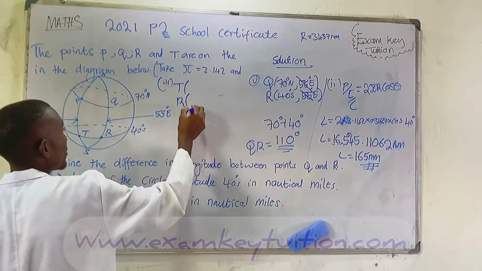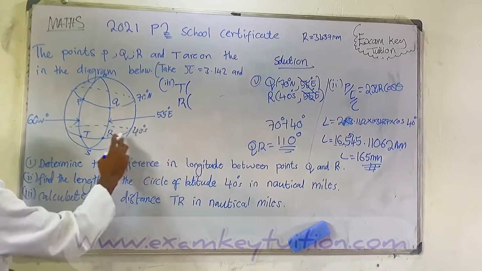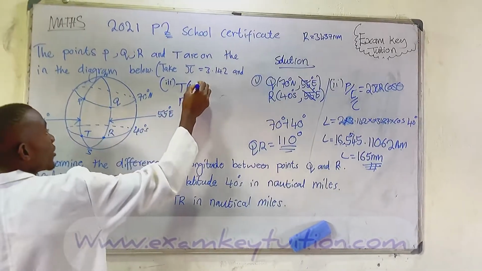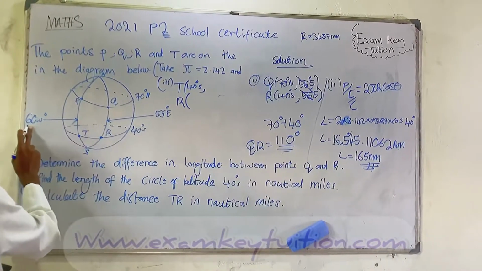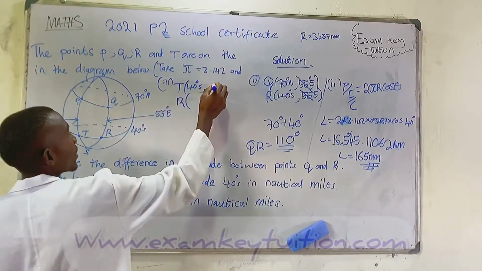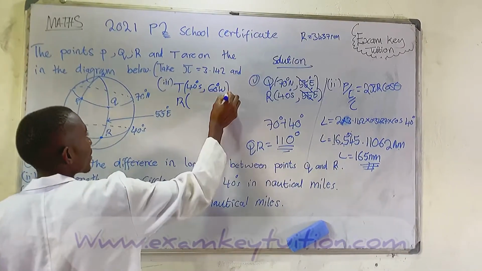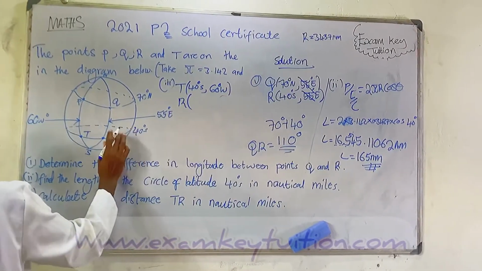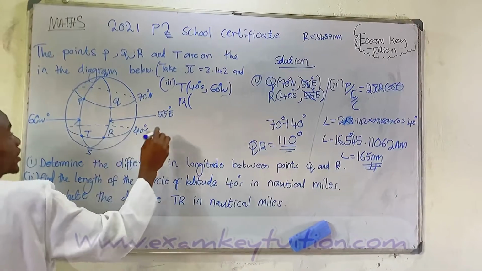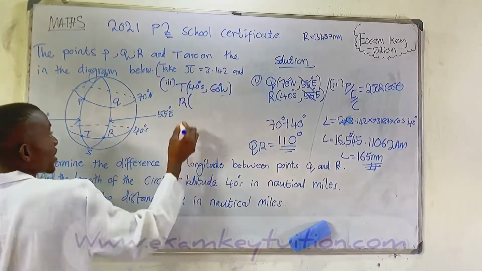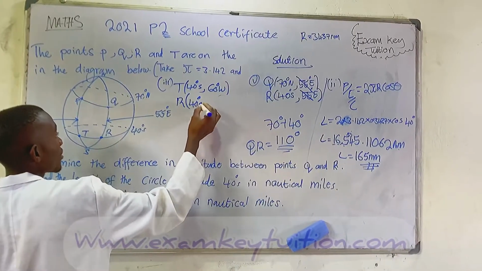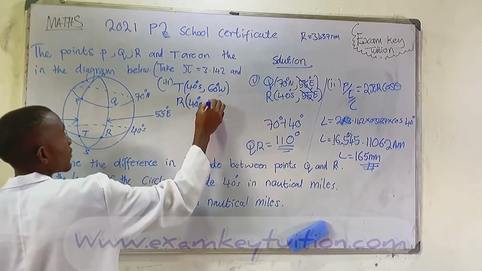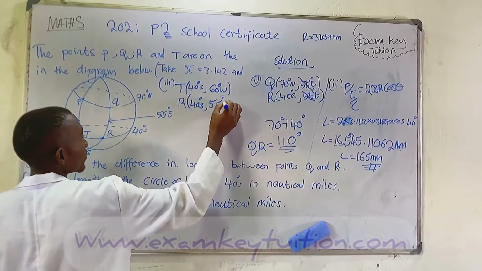You start with the latitude, comma, longitude. For T, you have the same 40 degree south, comma, the longitude of T, you have 60 degree west. Then for R, you again start with the latitude, comma, longitude: 40 degrees south, comma, the longitude you have 55 degree east.